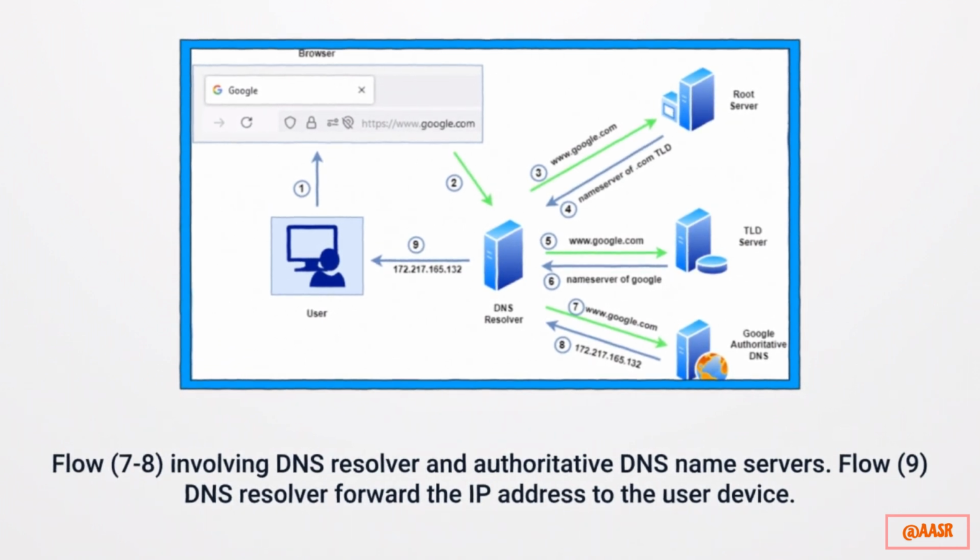In flow 8, the authoritative name server responds with the IP address of www.google.com to the DNS resolver. This time, the IP address is 172.217.165.132 as an example. In flow 9, the DNS resolver forwards the IP address to the user and holds the record in the cache till the TTL, time to live, expires. The user's browser then loads the contents of the Google website.